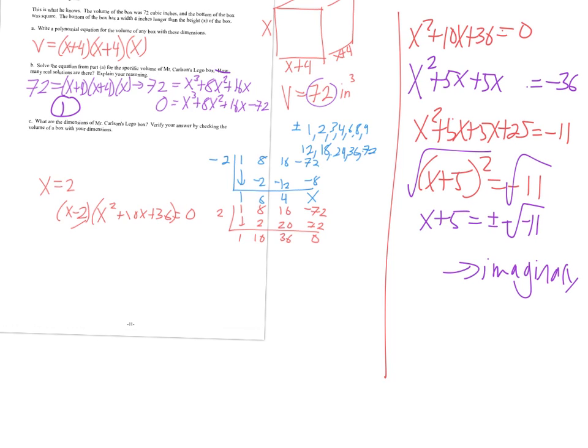What are the dimensions of Mr. Carlson's Lego box? Well, if x equals 2, that's my height. That means that x plus 4 is equal to 6. And if I do 2 times 6 times 6, I get 72. Hey, that worked.